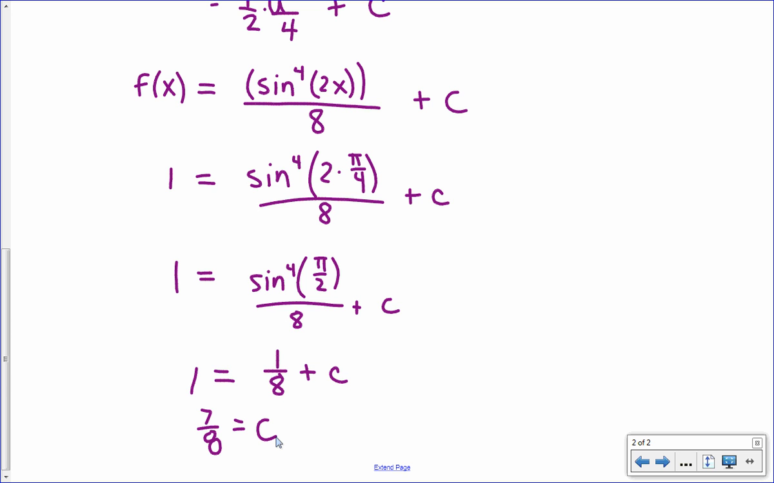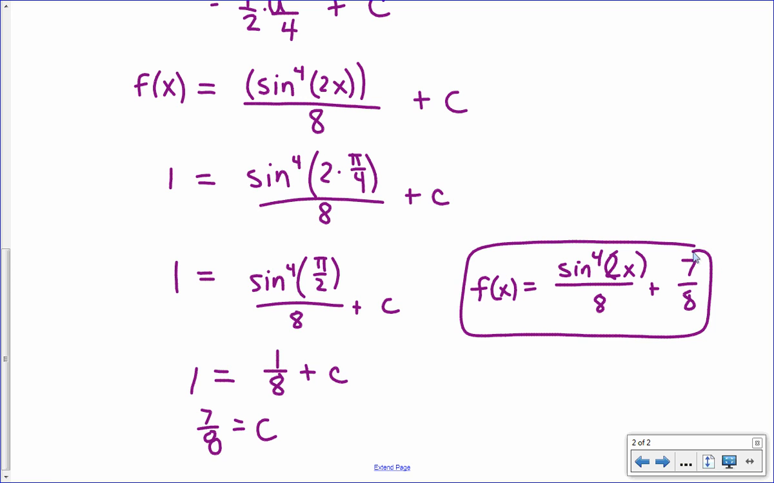So now I can write the final function as sine to the 4th 2x over 8 plus 7/8, or some simplified version of that. And that is all.